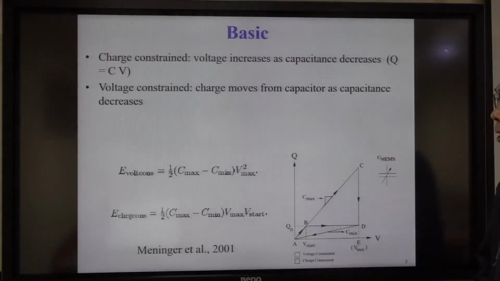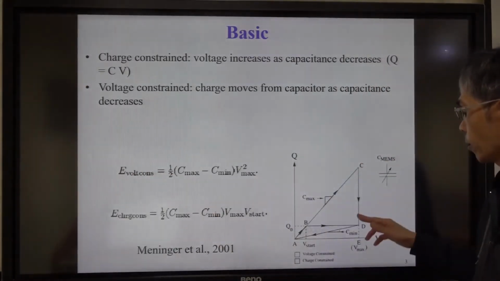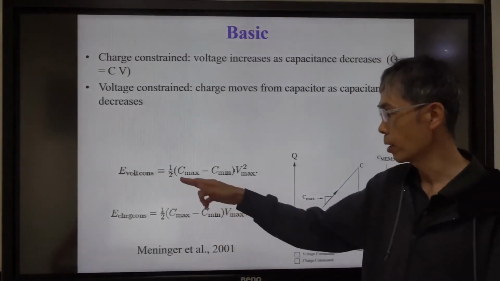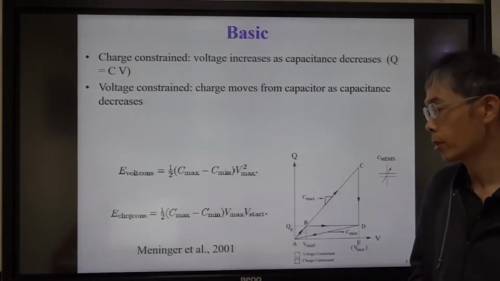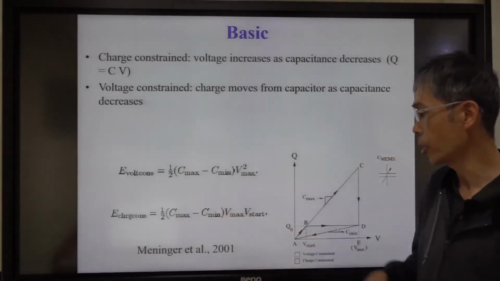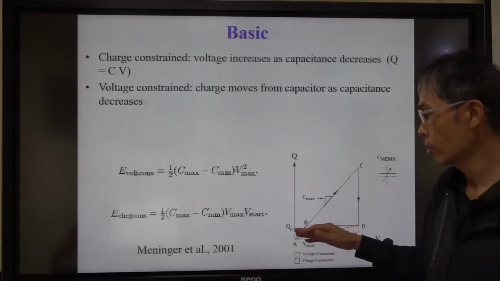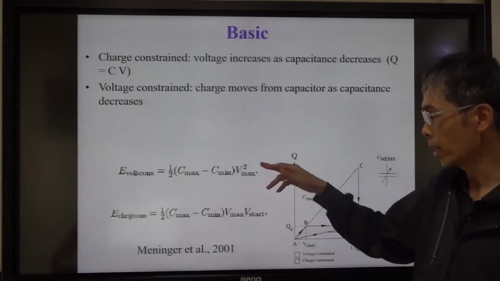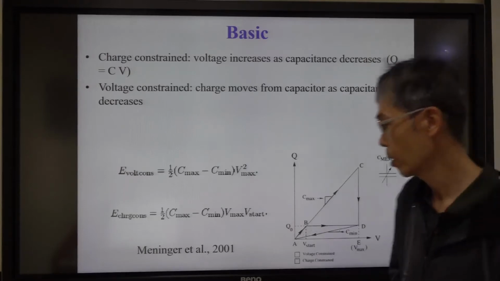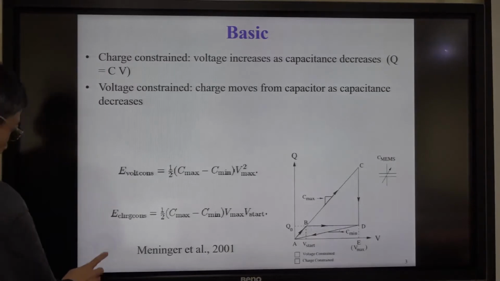So now, let's go back to the equations. For the voltage constraint case, the energy stored in a capacitor can be expressed by this equation. And the energy stored by the charge constraint mode can be expressed by this equation. You could do simple algebra to obtain these two expressions. Here I will derive the equations for you.